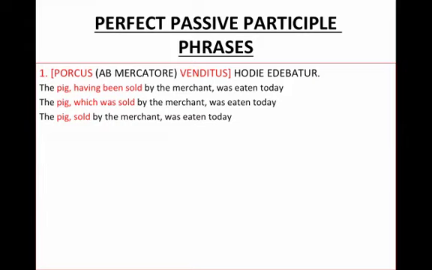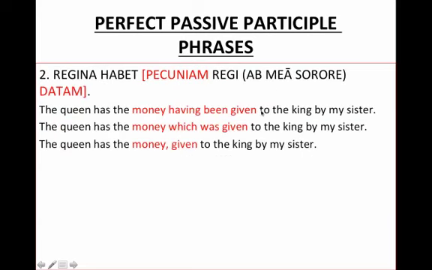Okay, here's the first one. Porcus a mercatore venditus hodie edebatur. The pig, having been sold by the merchant, was eaten today. The pig, which was sold by the merchant, was eaten today. The pig, sold by the merchant, was eaten today. Notice I bracketed off porcus to venditus, and then I bracketed off the prepositional phrase that's in there.